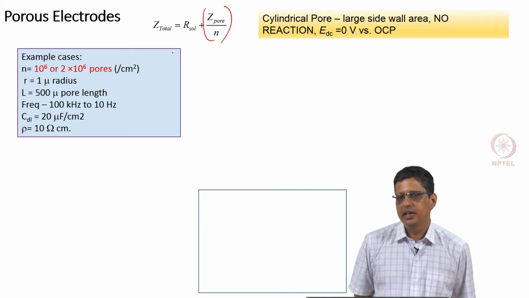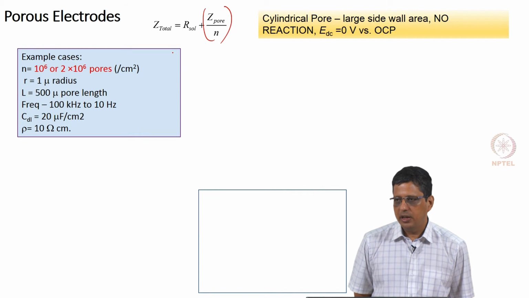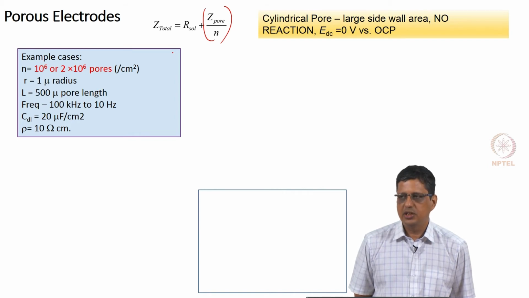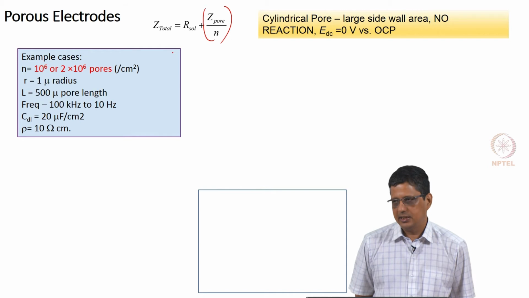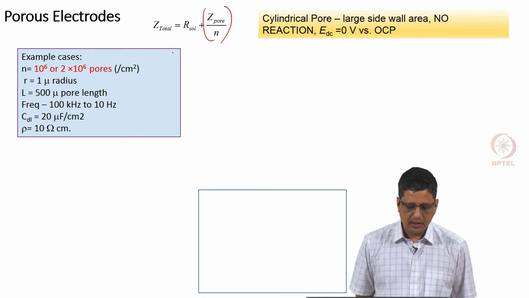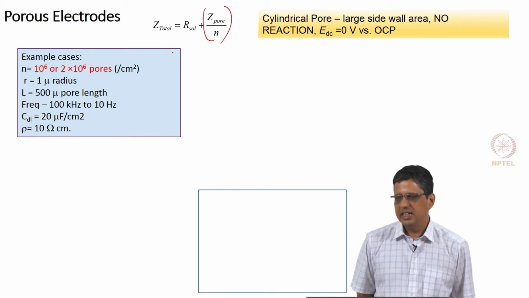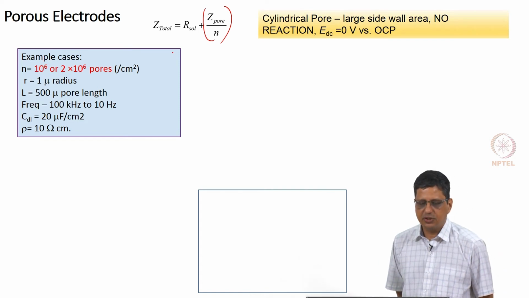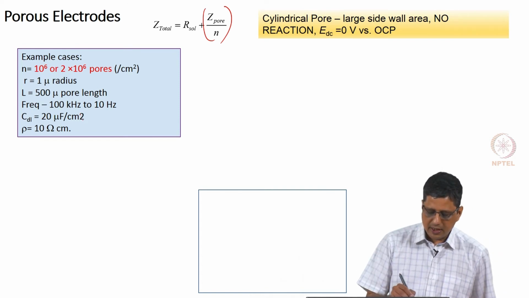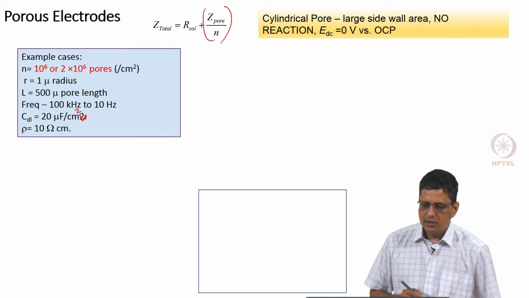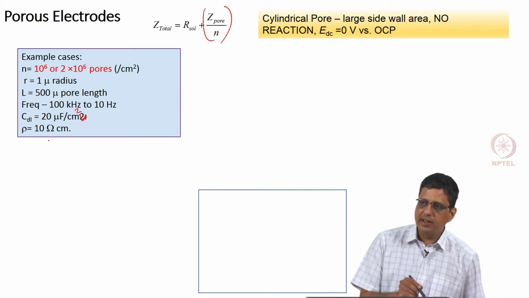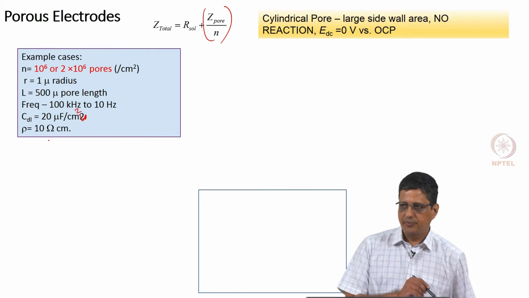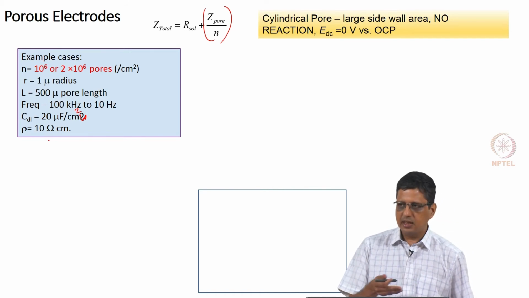Frequency, I am going from 100 kilohertz to 10 hertz. We can go lower, but the scales become such that you can't see some of the patterns in this complex plane plot. So, I have not gone below 10 hertz, but it is easy to use the formula and plot it for any range. Double layer capacitance, we take it as 20 microfarad per centimeter square, which is a typical value. Solution resistivity, we take it as 10 ohm centimeter. These are made up numbers which are sort of realistic.